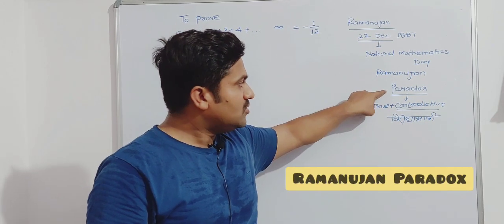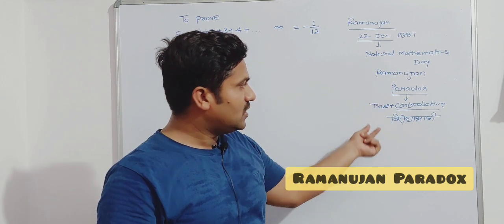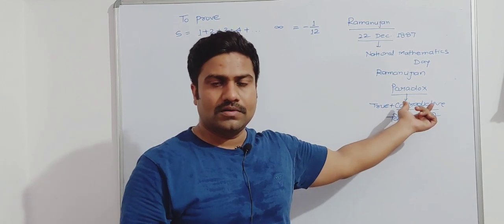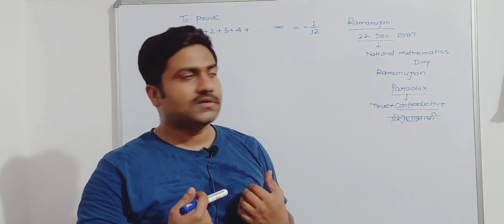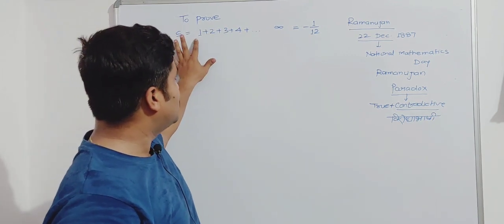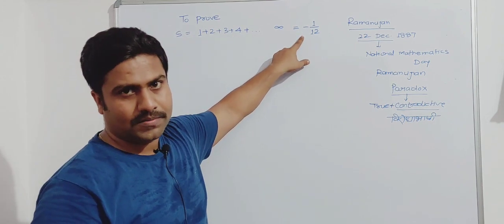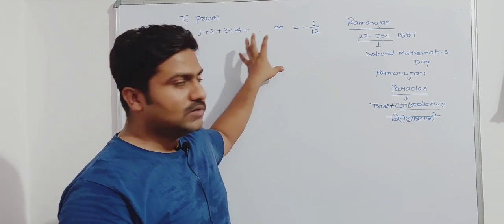Okay, Ramanujan paradox. What is the meaning of paradox? It's true but contradictory. It means the statement is not false, but what we can observe from our common sense is that it is not possible for the sum of positive numbers to equal a negative output. Let us see how we can easily do this.